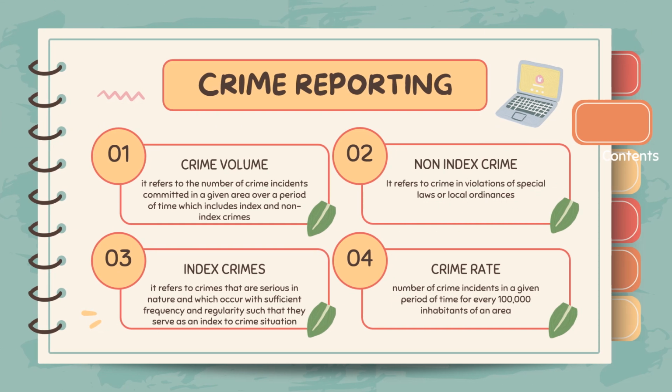And crime reporting is based on the following. We have crime volume, which refers to the number of crime incidents committed in a given area over a period of time, which includes index and non-index crimes. When we talk about non-index crime, those are violations of special laws or local ordinances like illegal logging, jaywalking, and smoking ordinances.